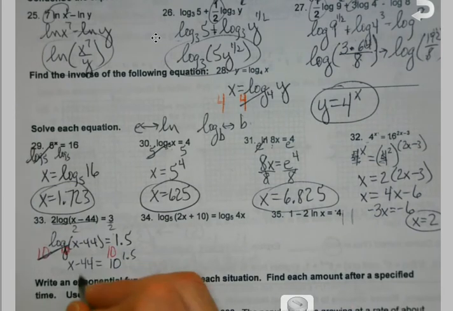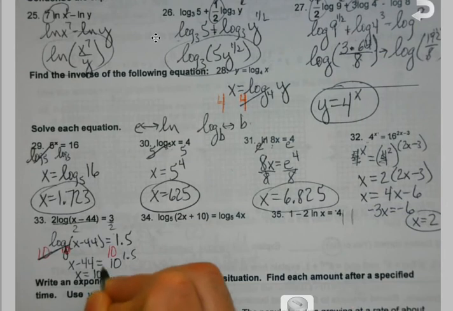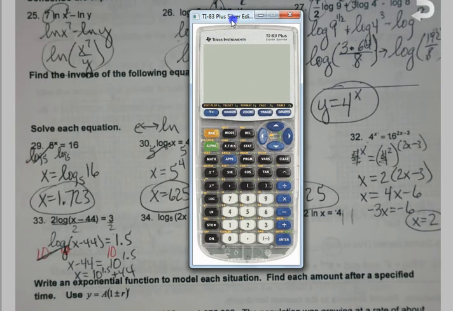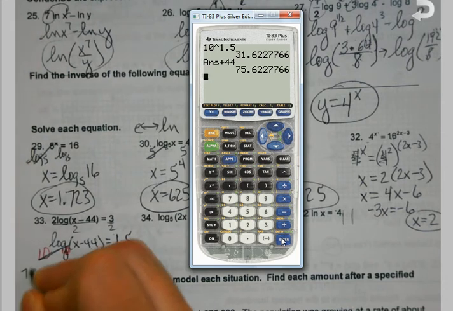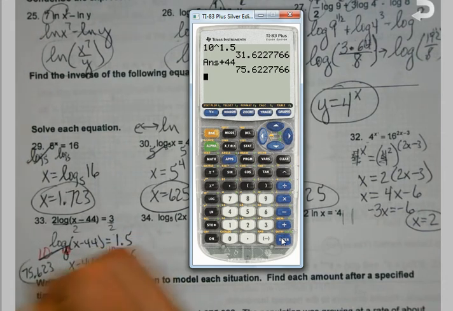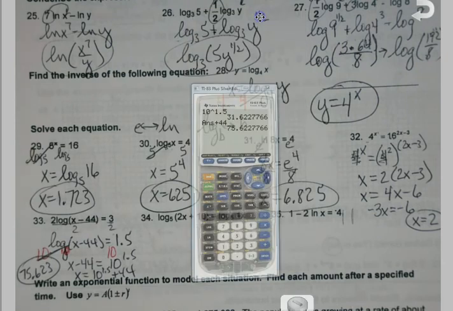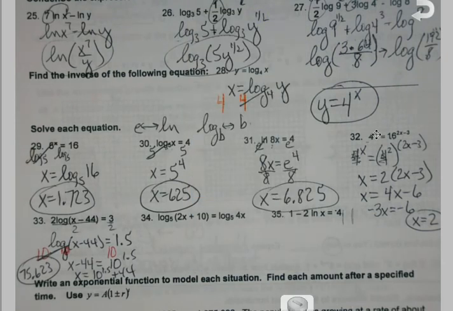And again, wait till the end before you punch this in your calculator. Because that way, when I get to here, so I've got 10 to the 1.5, and I want to add 44. At this point, I can go ahead and get it in, and I haven't rounded, and then I'm going to round again. So try to wait as long as you can before you do any rounding.